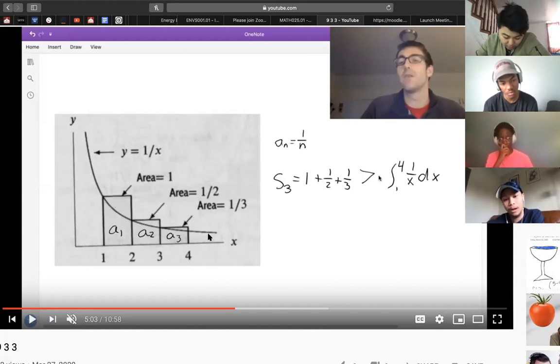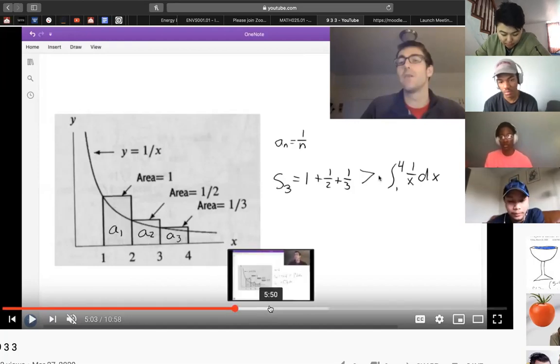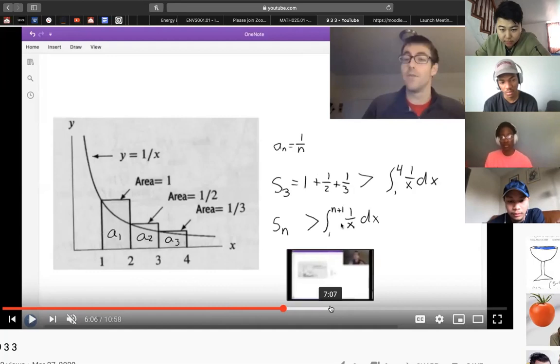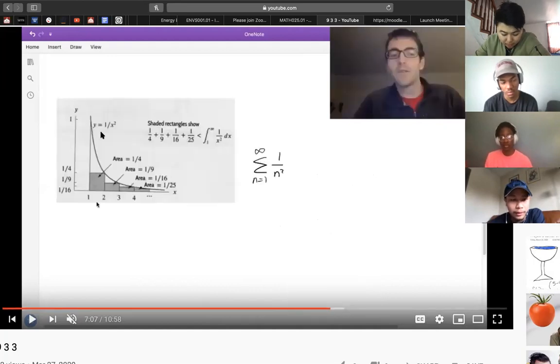And essentially out of this, he came up with the idea. Let me just go to the next example that he gives, which is the same idea: 1 over x squared and the series 1 over n squared. In this situation, the left estimate is still an overestimate, while the right estimate is an underestimate.